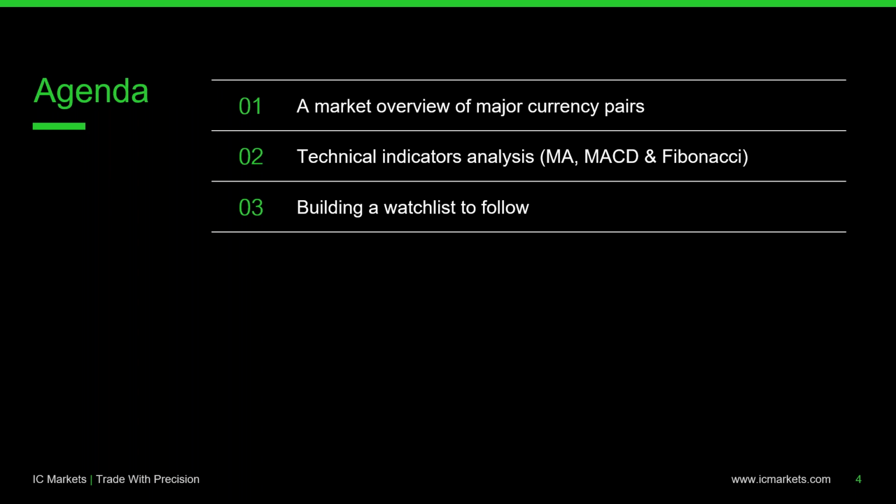Okay, so let's have a look at the agenda for today. We're going to look at doing a market overview of major currency pairs, and in order to do that we are going to look at some technical indicators. So we'll look at moving averages, we'll look at MACD, and we'll look at Fibonacci, and we will talk about building a watch list or a potential watch list to follow. So without further ado, I'm going to go straight to the IC Markets MT5 platform. Bear with me while I just get that up for you.